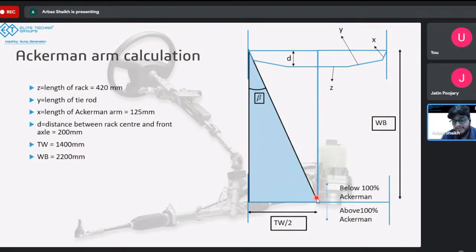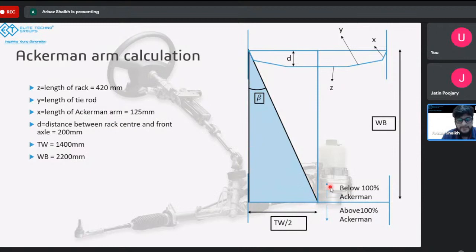If it's above 100%, it will intersect the center of the vehicle somewhere around here. It will never be on the rear axle. If it's on the rear axle and on the center of the vehicle, this center line, this blue line, it is said to be 100% Ackerman. So for this calculation, we'll consider it to be 100% Ackerman, which means that it will have no understeer or no oversteer.